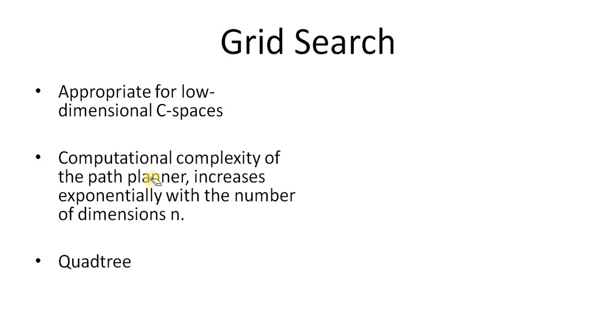Okay, after that, the computational complexity of the path planner increases exponentially with the number of dimensions. This is also one important thing. For example, if you use it for 2D, it will have a moderate computational complexity. But when you increase the dimension of the space, let's say you make it 3D, then you have more nodes. The number of nodes will increase, and the computational complexity, the time required to search for the path, and the space required, the memory required, will increase exponentially. That's why grid-based search or motion planning is not useful for higher dimensional problems.